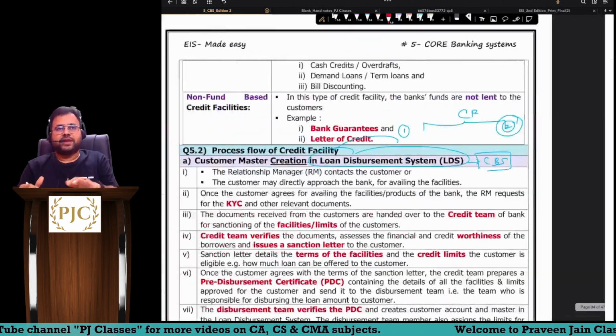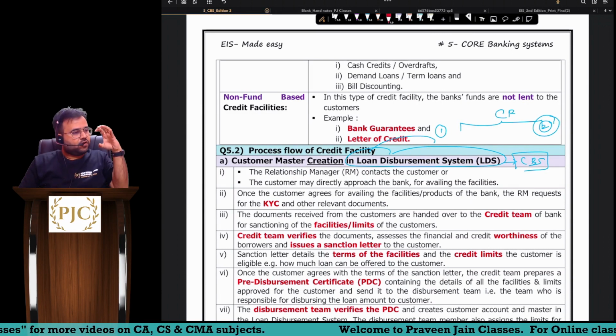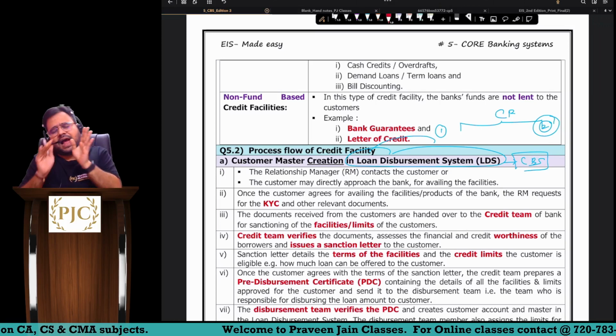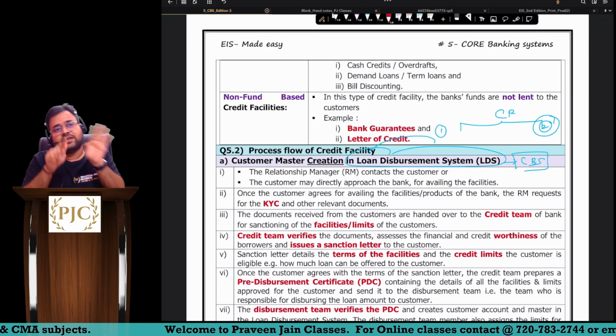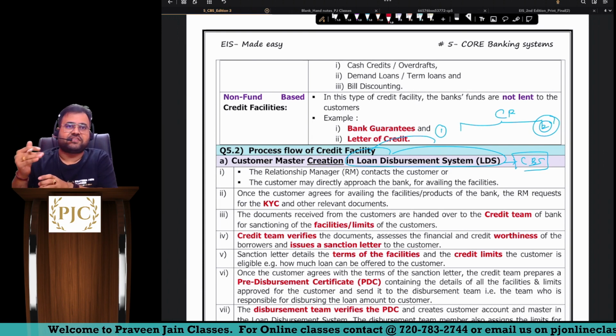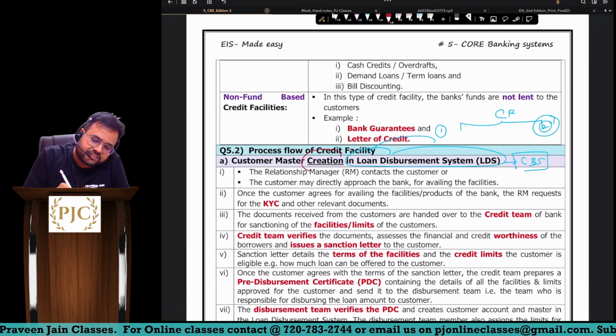Clear? So it is simple. For the credit facility, we are dividing the answer into two parts. In the first step, the bank is going to create the customer master and enter the loan details. In the second step, the bank is going to disburse, or let the customer avail the facility, then they will do income accounting, sir. Clear?